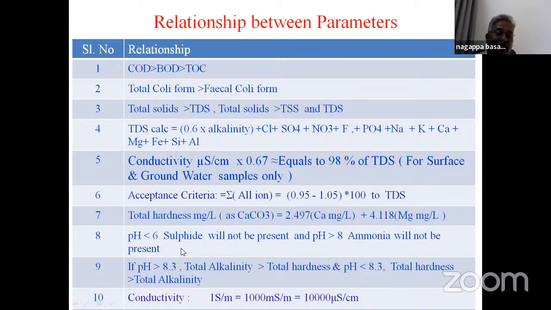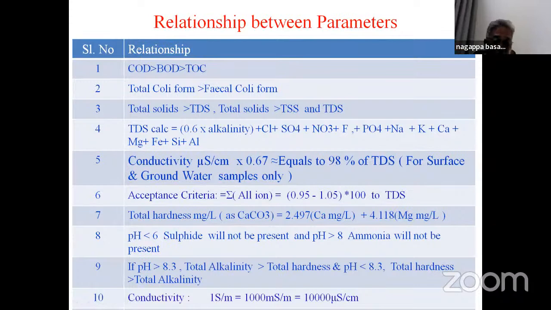If the pH is less than 6, sulfide will not be present. Sometimes people report sulfide also at pH 8. It is wrong. If the pH is less than 6, sulfide will not be present. If the pH is greater than 8, ammonia will not be present. If the pH is greater than 8.3, total alkalinity is always greater than hardness. If the pH is less than 8.3, total hardness is always greater than total alkalinity. These are some of the thumb rule criteria we have to follow while accepting the reports.